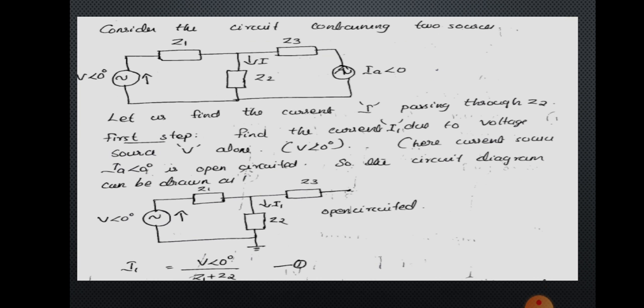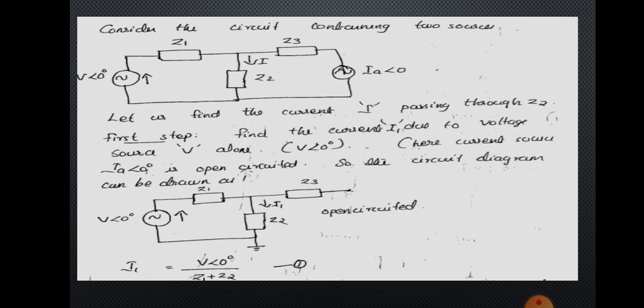So consider the circuit containing two sources: one is a voltage source V angle 0 and the other is a current source IA angle 0, as you can see in this diagram. The impedances used in the circuit are Z1, Z2 and Z3, and the current through Z2 is marked as I. We are interested in finding the current through Z2. For finding the current I, what will be the first step? You have to consider one source alone.